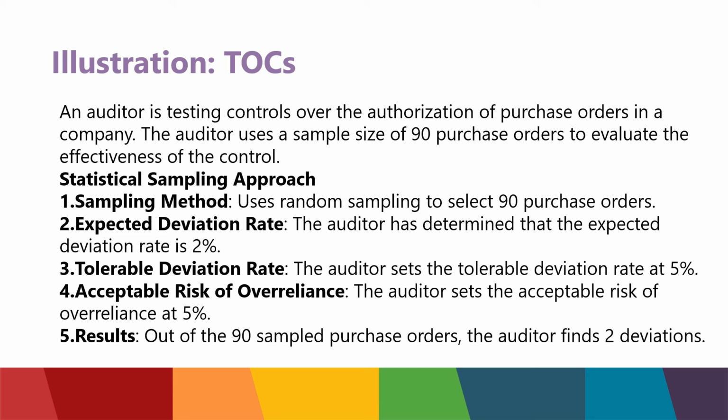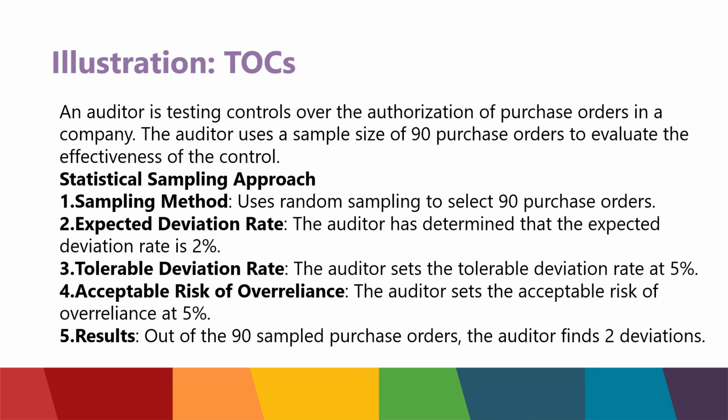In terms of the tolerable deviation rate, now the tolerable deviation rate has an inverse relationship to sample size. In this case, the tolerable deviation rate is set at 5%. Similarly, the acceptable risk of over-reliance, our ARO or our acceptable type 2 risk, is also set by the auditor at 5%. Both tolerable deviation rate and acceptable risk of over-reliance have an inverse relationship to your sample size. Now, out of the 90 sample purchase orders, the auditor finds two deviations.